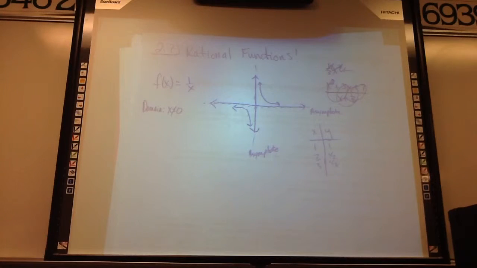So the way you're going to graph these rational functions, you're going to find where the asymptotes are, and then you're going to plug in points. And that's how you graph a rational function. Kind of, but it's going to get a little more complicated.